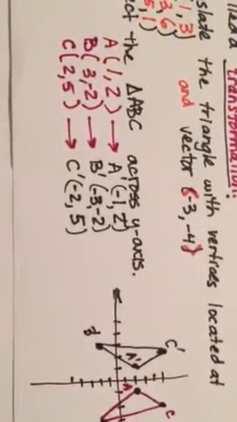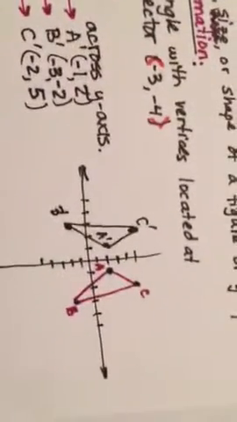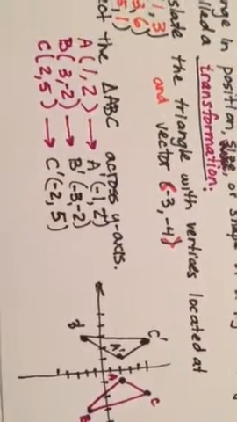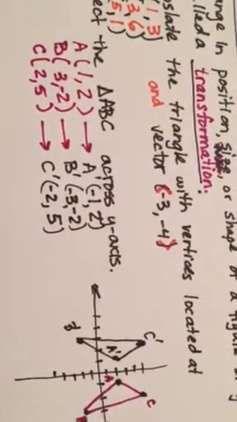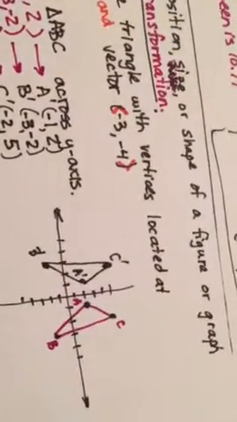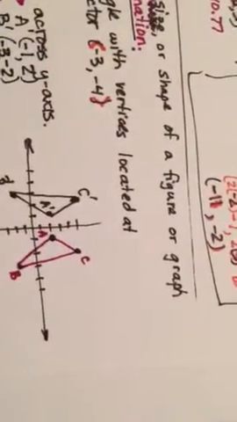Over here, triangle ABC is in red, and its reflection is in black with A prime, B prime, and C prime. Very nice. I hope you did well.